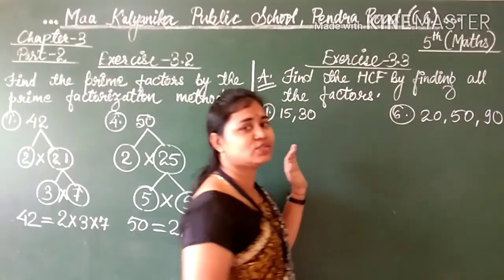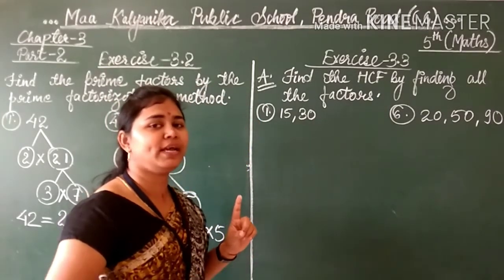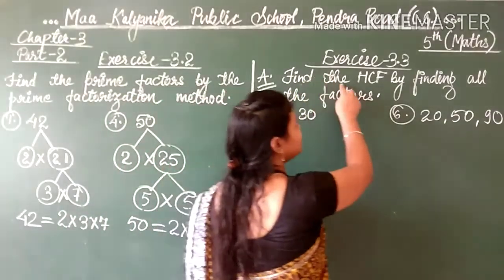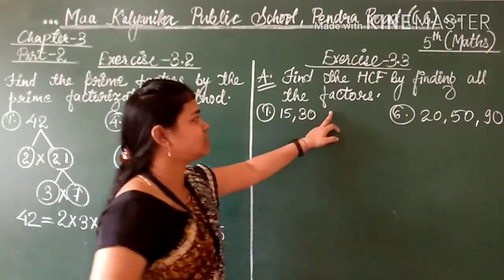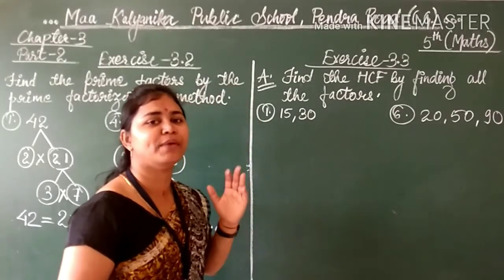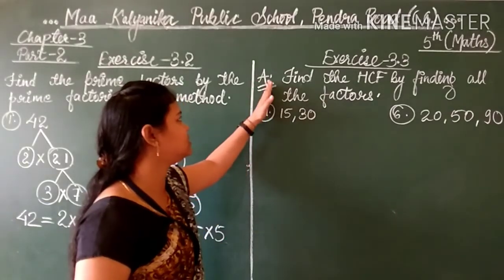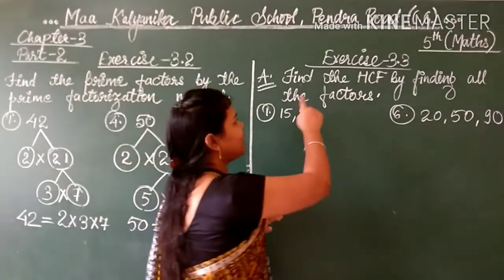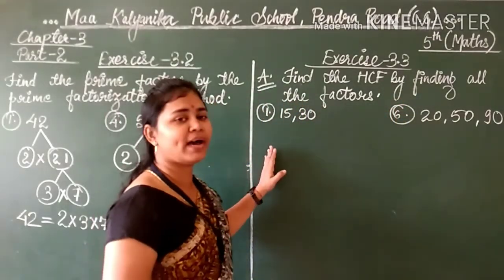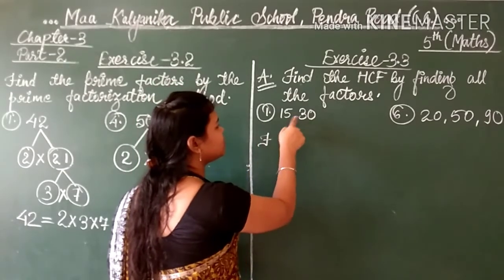Now moving to exercise 3.3, only question number A we will solve. Why? Because B and C can be solved later on. So now I am proceeding to this. Find the HCF by finding the factors. So students, for finding the HCF, many rules and many methods are there. So the first method we will study in question number A. Find the HCF by finding all the factors. So we have to find the factors of, see, question number 1, 15 and 30.